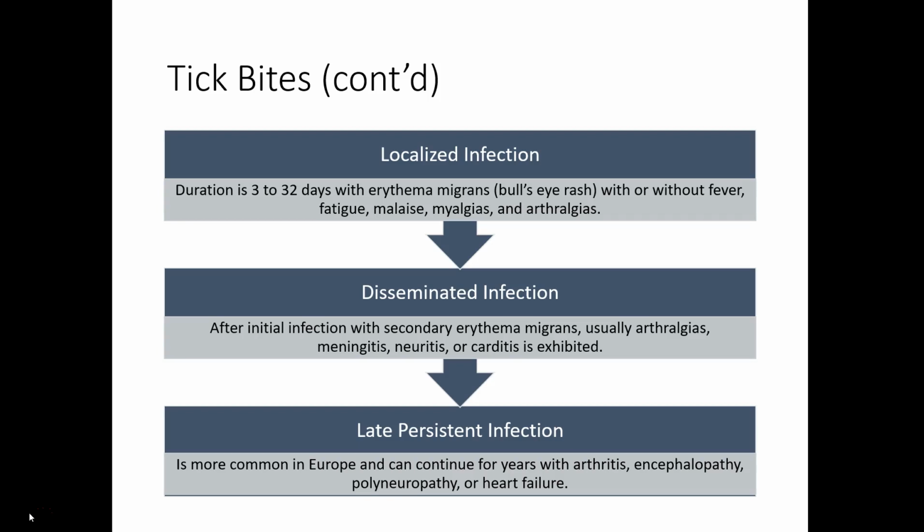Late persistent infection, we typically don't see as much in the United States as we do overseas in Europe, and it can continue for years with arthritis. Worst case scenario, the person is encephalopathic, polyneuropathic, or in worst cases, it leads to heart failure.